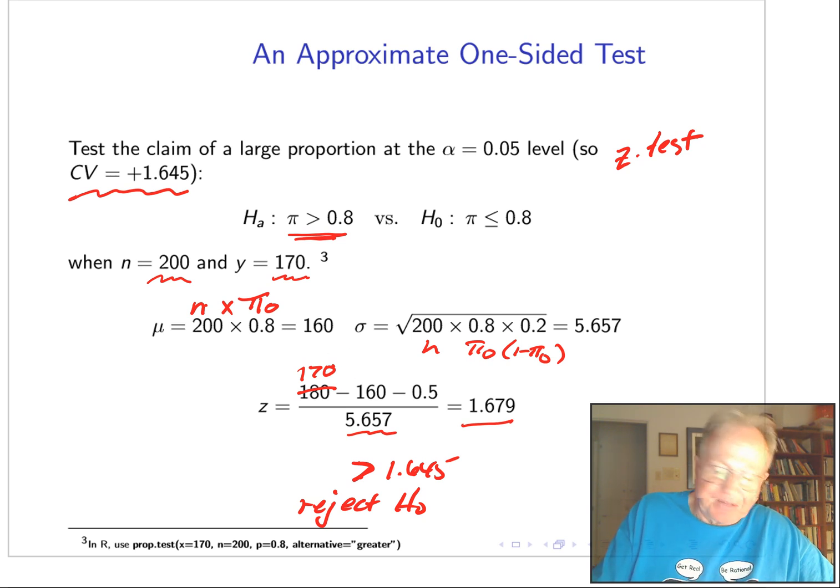Now, if you don't want to do all that calculation, you can fire up R and use prop.test. You can see all the requisite numbers are there, and we specify the direction of the test.